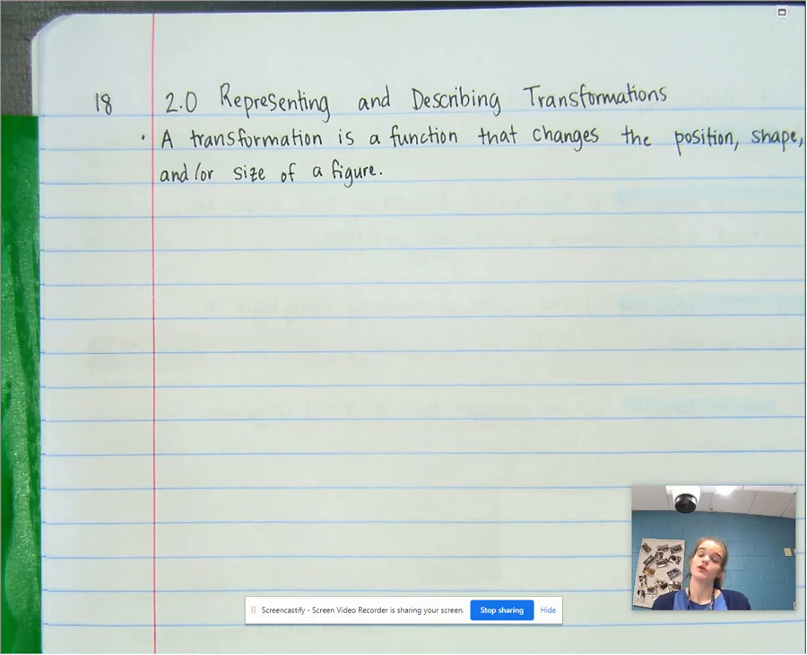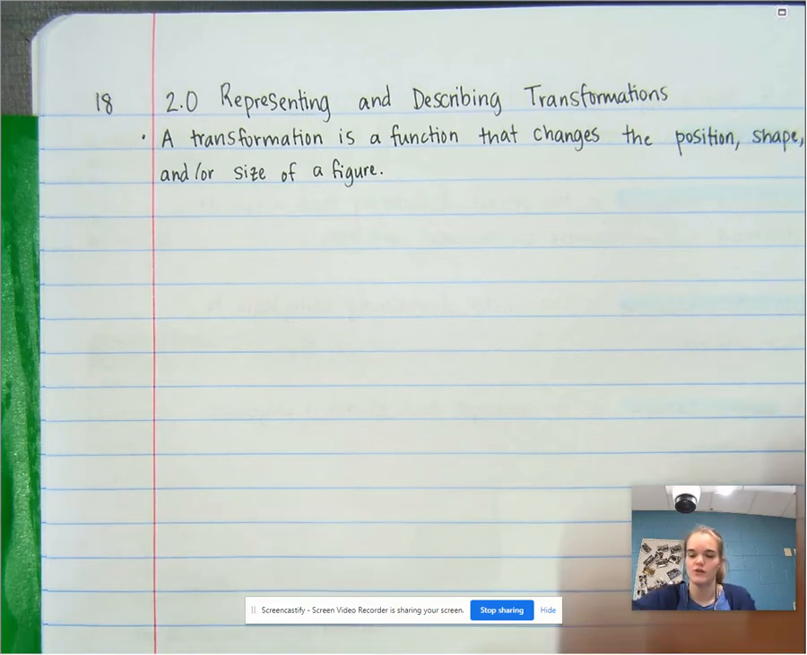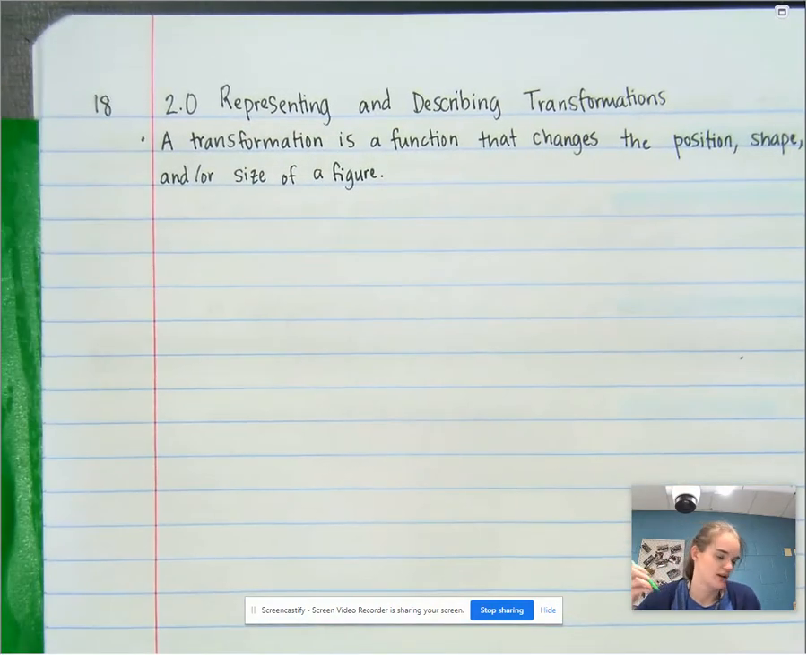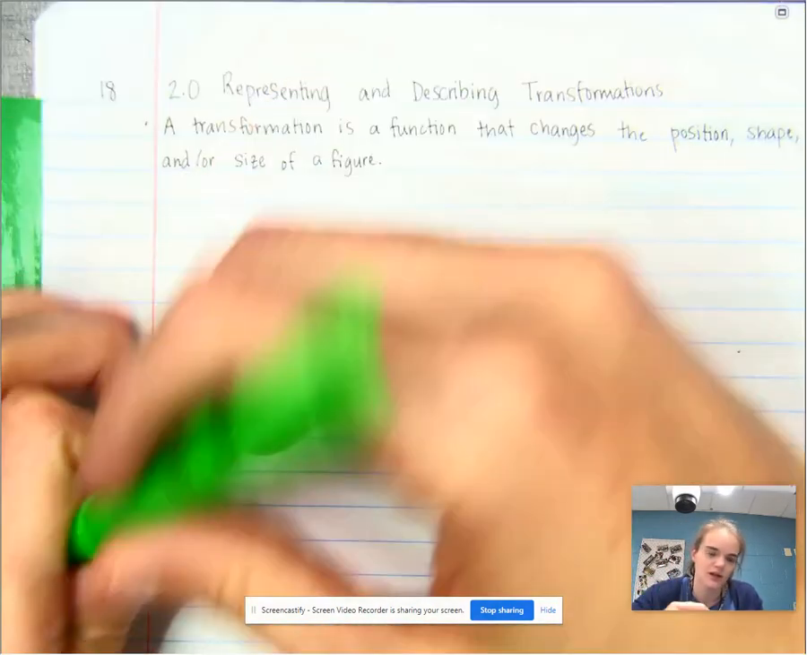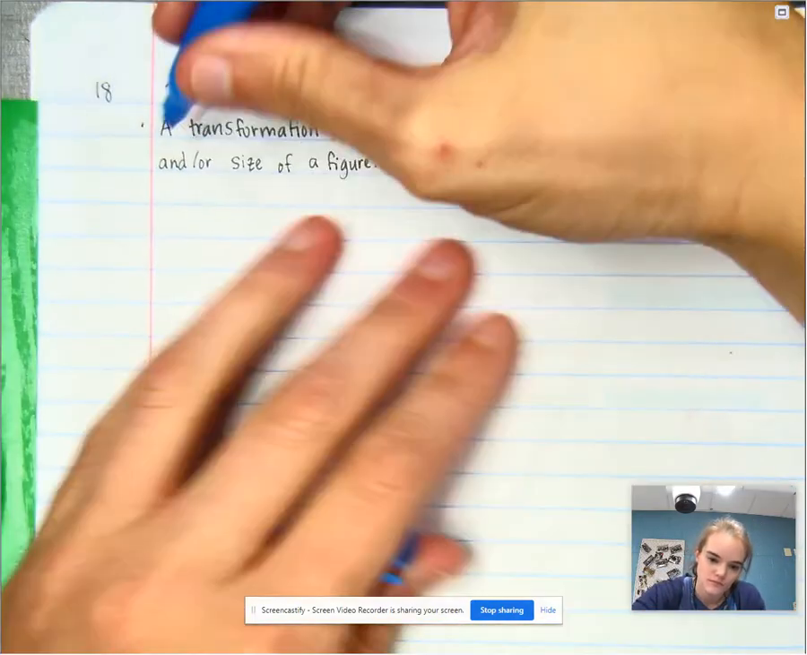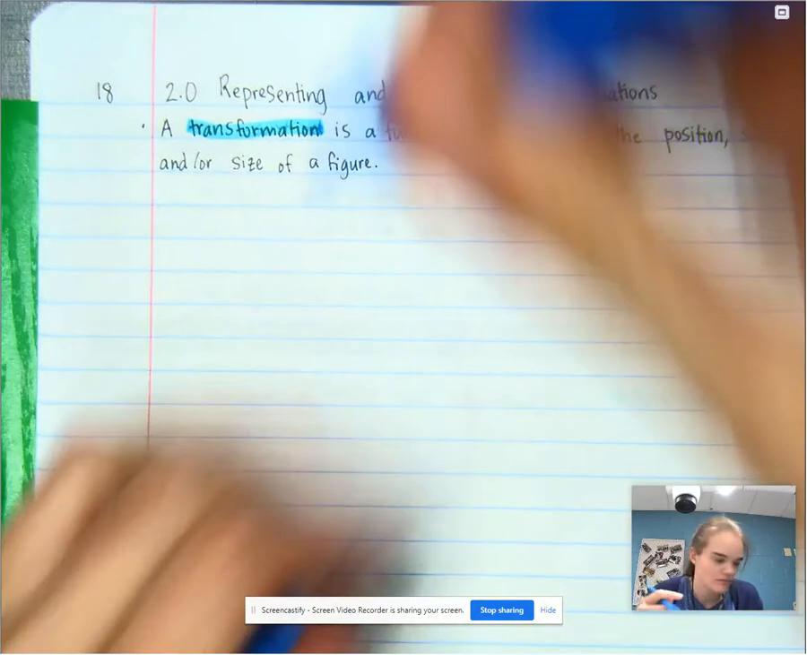If you remember from Algebra 1, you should have done transformations of lines and stuff. You shifted them up and down, left and right. They flipped over stuff. That's what we're going to be talking about. I want you to highlight the word transformation. I'm going to highlight in blue.